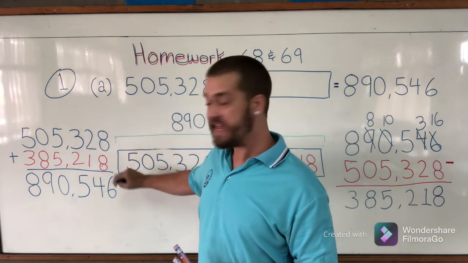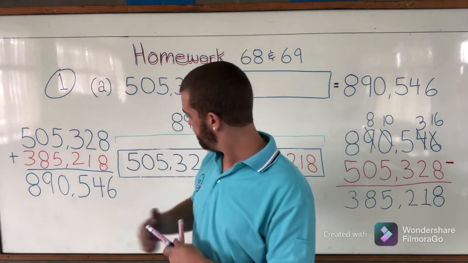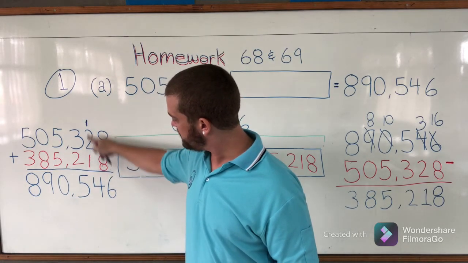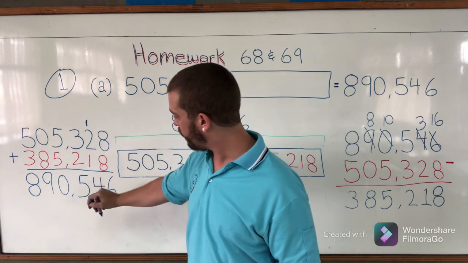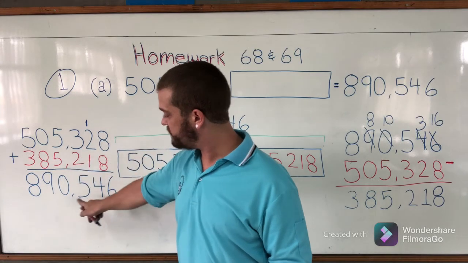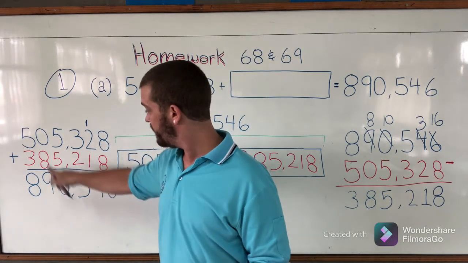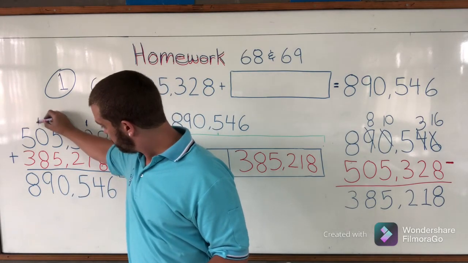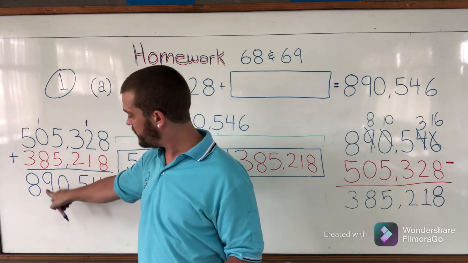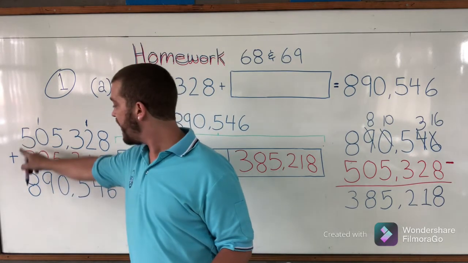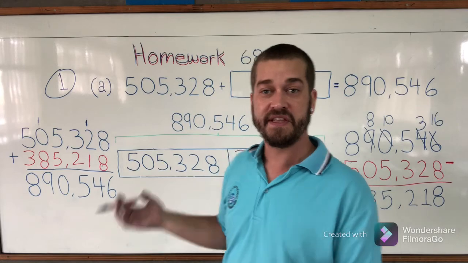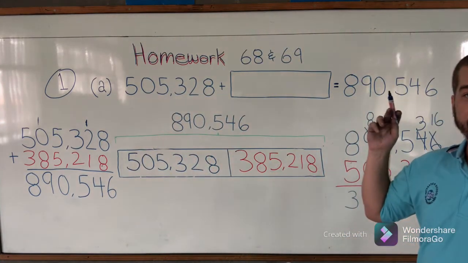So 8 plus 8 equals 16, right? So this gets a 1. 2 plus 3 plus 1 equals 4. 3 plus 2 equals 5. 5 plus 5 equals 0. 8 plus 0 plus 1 equals 9. 5 plus 3 equals 8. So this is how we check our work, is by using the original equation.